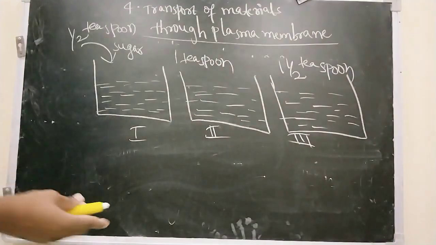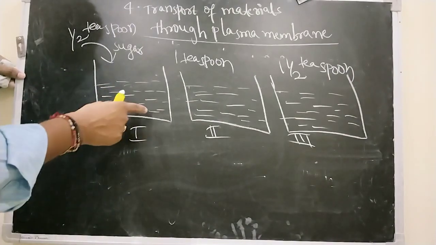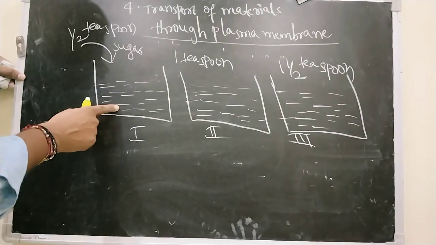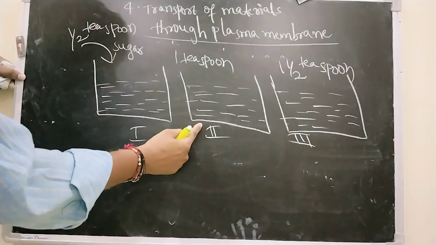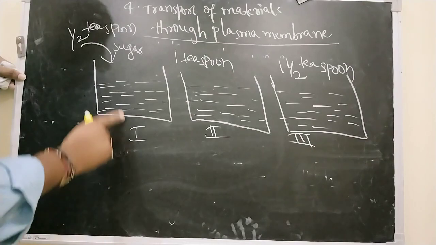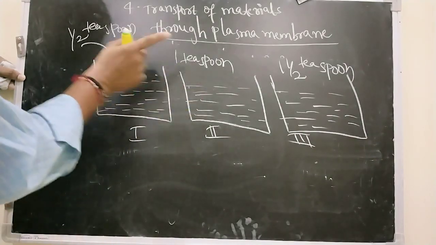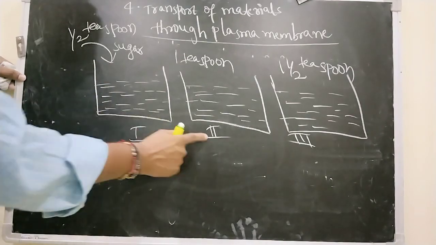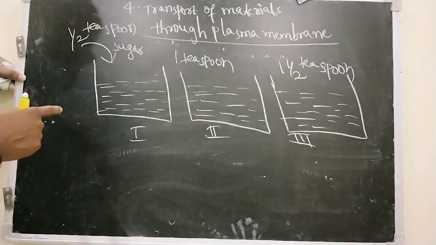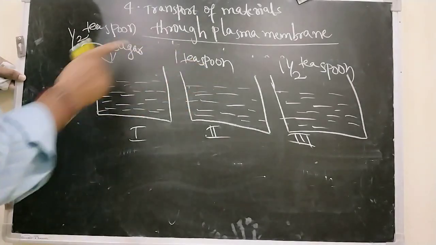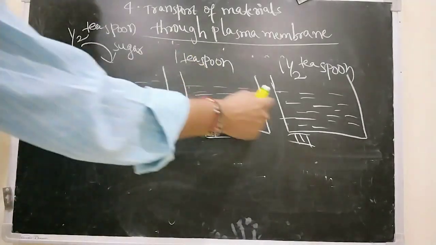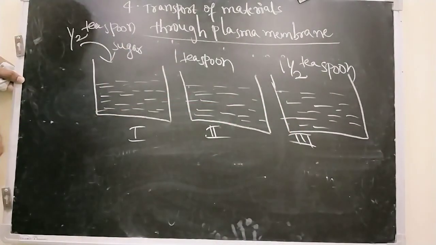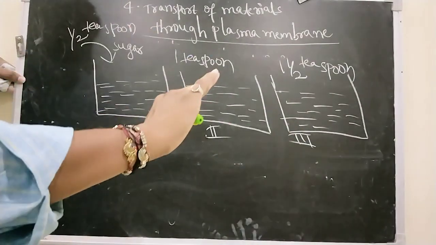Now the question is, can we convert first beaker into third beaker? And can we convert first beaker into second beaker? So we can convert first beaker into second beaker. How? By adding half teaspoon of sugar, we can change first beaker into second beaker position. And by adding 1 teaspoonful of sugar, we can convert first beaker into third beaker. Okay, right. Now keep it aside.